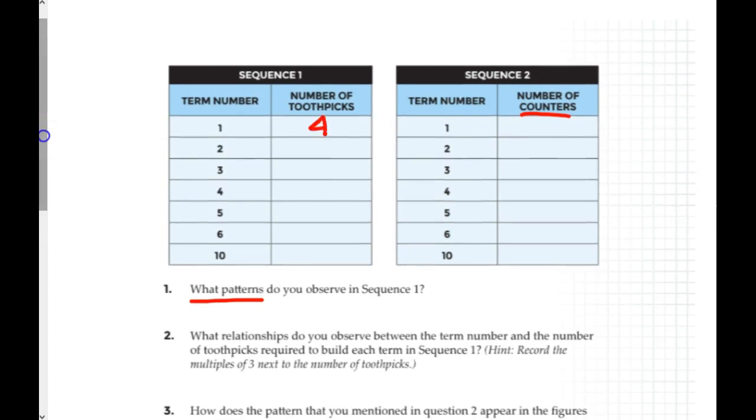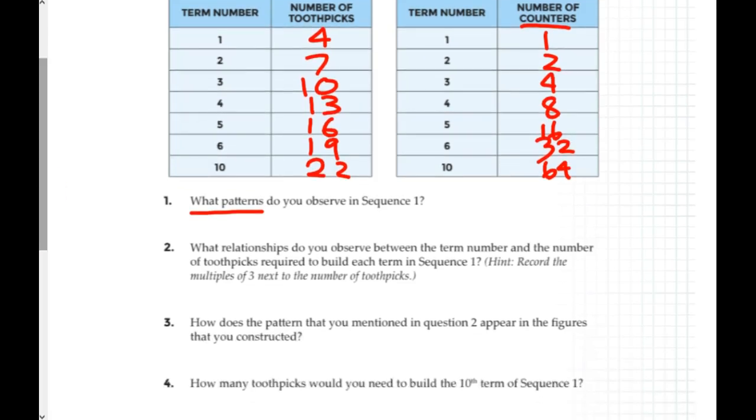So again, we started with 4, then we added 3 each time, right? All right, and then over here, started with 1 counter. We doubled it each time. Cool. All right, so at number 1, what'd you get? What was our pattern? Adding 3 each time?